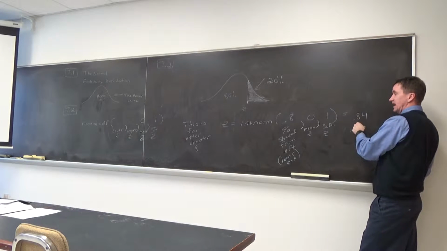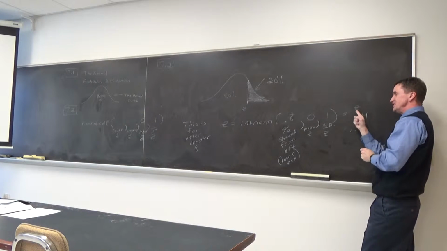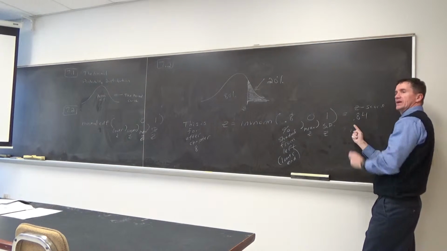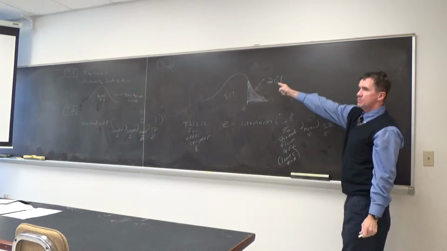0.84, that's a z-score, everyone. Be careful, z-scores sometimes look like probabilities. That's a z-score. The z-score was 0.8. Now, you know what one student once told me when they saw this?